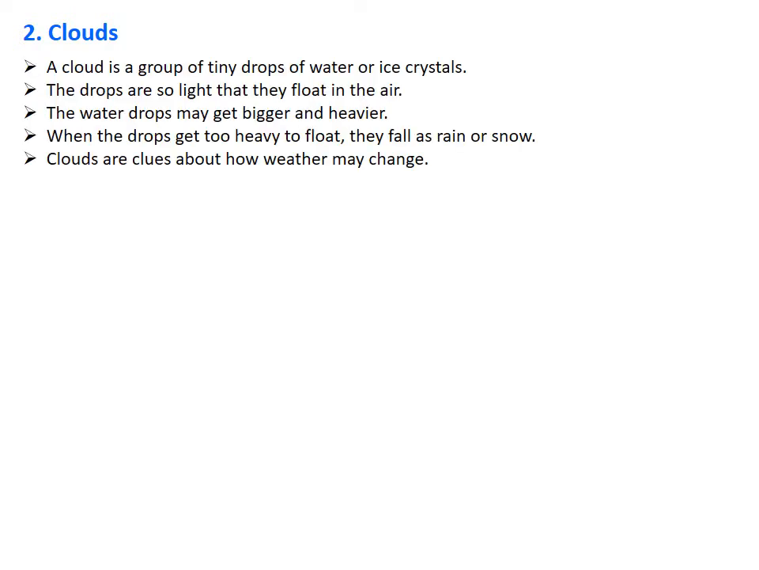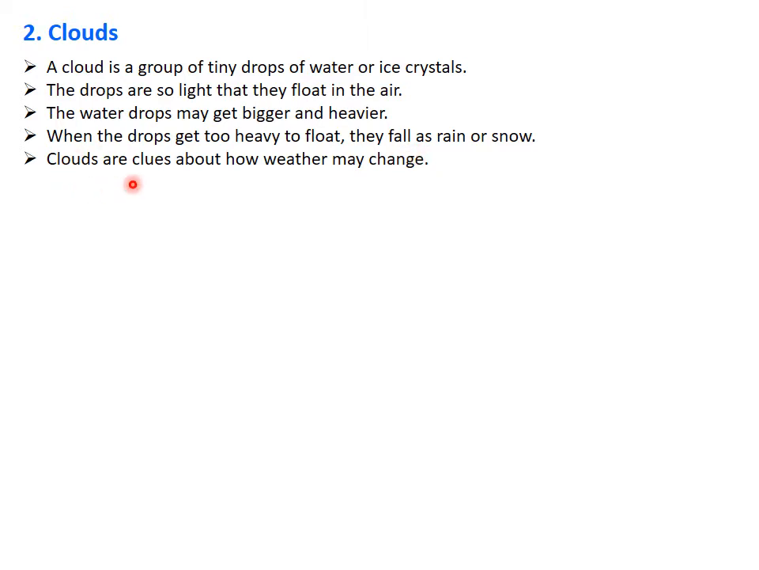Now we will be talking about clouds. A cloud is a group of tiny drops of water or ice crystals. The drops are so light that they float in the air. The water drops may get bigger and heavier. When the drops get too heavy to float, they fall as rain or snow. Clouds are clues about how weather may change.